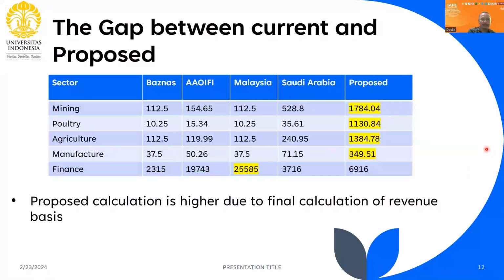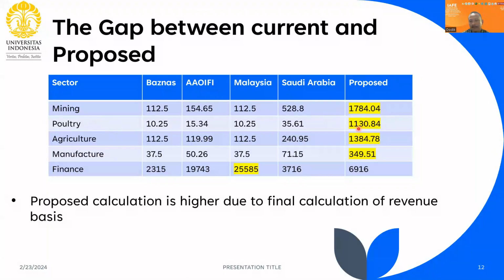And the gap between current and proposed, we use the Basnas, IAFE, Malaysia, Saudi Arabia, and our method, the proposed model. We can see here for the mining, the biggest is our model, the proposed, almost 1,784%, and the poultry or the livestock like goat, camel, buffalo, same, if it's a different method.